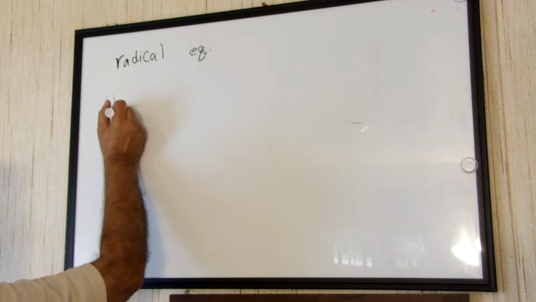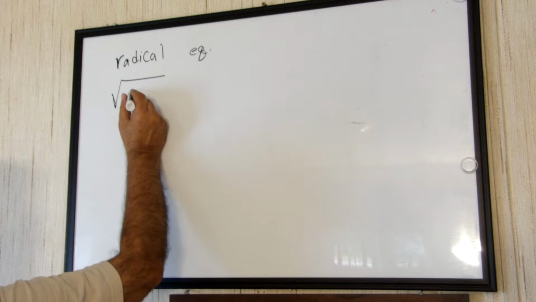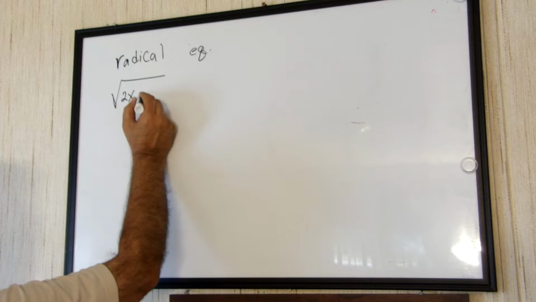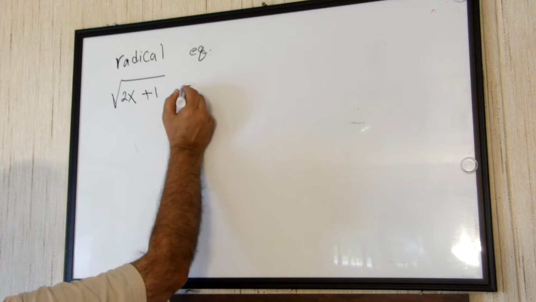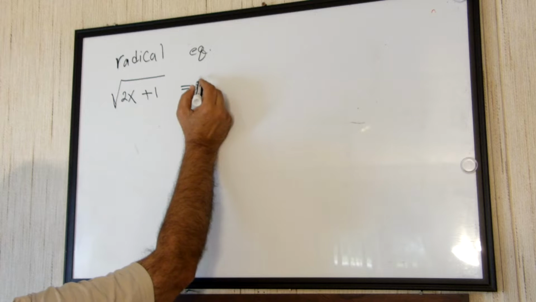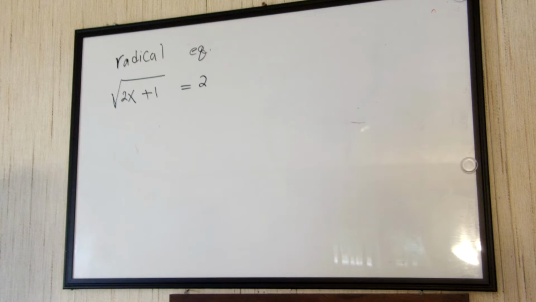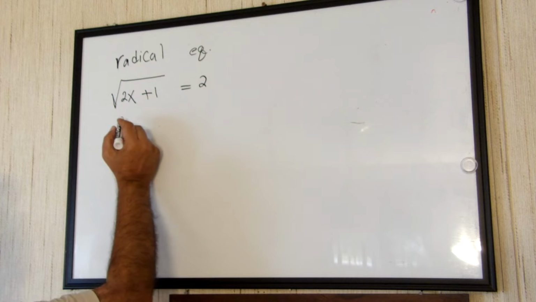Today we are going to talk about radical equations. A radical equation means you have to find the value of x, or the variable. Suppose that you have the square root of 2x plus 1 is equal to 2. To find x, you have to get rid of the radical.